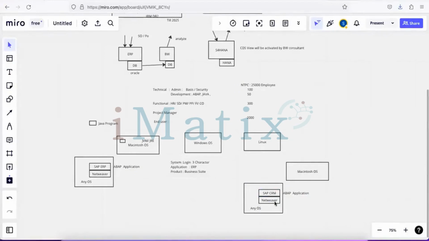You are working as a Basis consultant. You can manage ERP software, you can manage CRM software, any software which is running on the NetWeaver ABAP system. Even if you are going for the certification exam, the title would be NetWeaver Technology Consultant.